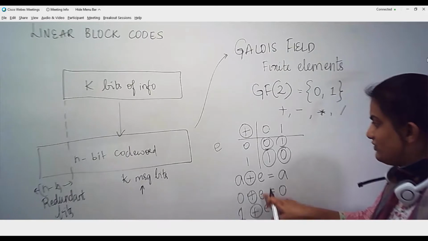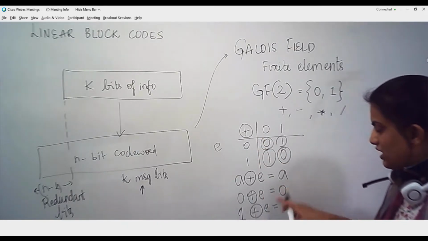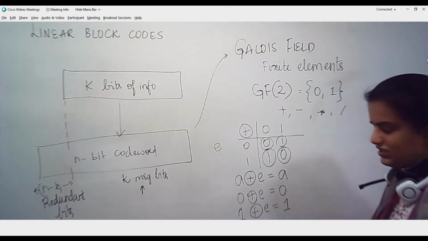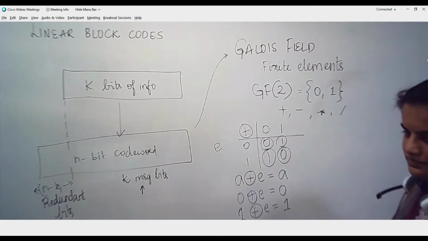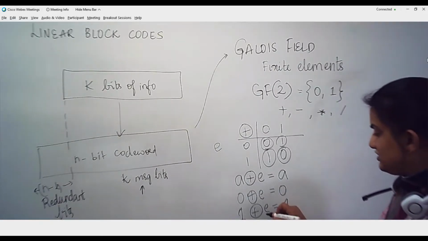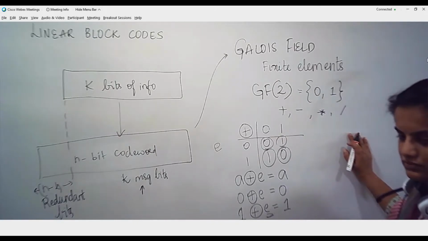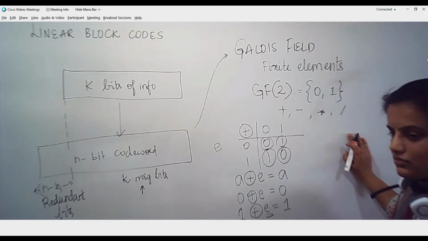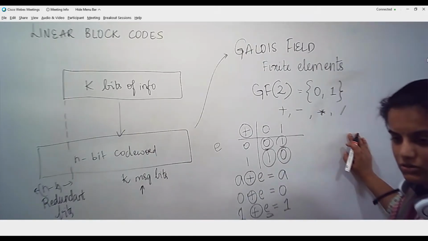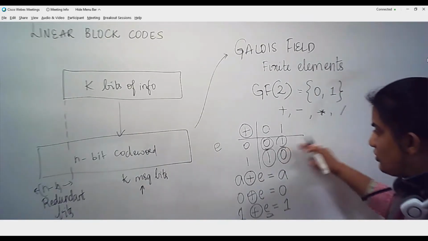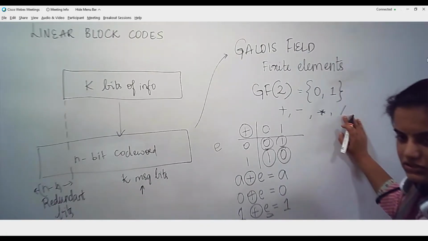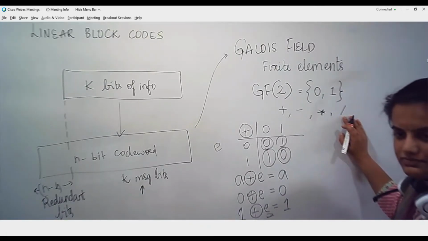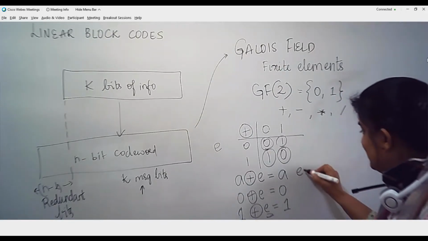When I add 0 with something, I should end up with a 0. If I add 1 with something, I should end up with a 1. Which is that element E? Look at this operation table and tell me. 0, ma'am. Be louder, I'm not able to hear. Chaitra, you're saying something. 0, ma'am. 0, correct. The element E is 0.